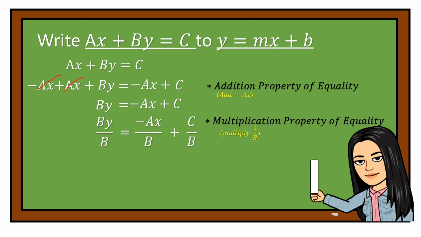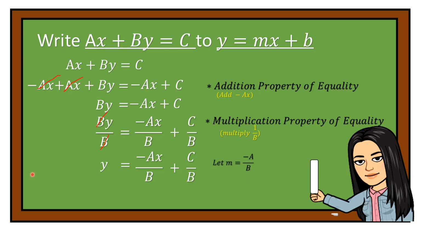Okay, so we can now cancel. By divided by b is now equal to y. And then equals negative ax over b plus c over b.